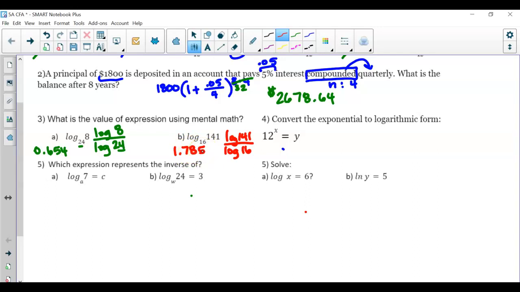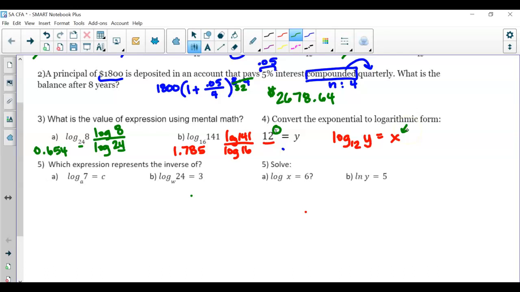Now here we are converting this exponential to a logarithm. So this is our log with a base of 12 because that's the base of our exponential. Log base 12 of y is equal to your exponent always, right? Which in this case is x. So again, remember your exponent is always what the equation is equal to.